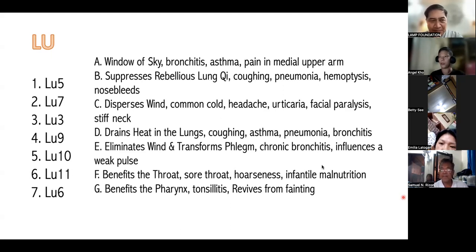Can you continue with number 2? Number 2, Lung 7. Lung 7 is dispersing wind, common cold, headache, urticaria, facial paralysis, and stiff neck. Okay. Nice. So it's Lung 7 for wind. Letter C. Yeah, what is the classification of Lung 7? Lung 7, Doc, is... what was it again? Lung 7 is the command point. We don't have that yet.